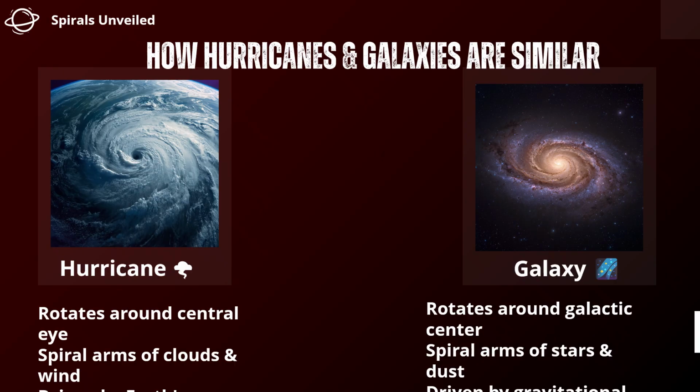But are these hurricanes and galaxies similar? Yes, they are. Both rotate around a center point. Both form spiral arms from motion and forces. Similar patterns emerge at vastly different scales, from Earth's atmosphere to the cosmos. The same mathematical principles create spirals, whether spanning hundreds of kilometers or millions of light years. Yes, they are quite similar, as you see.